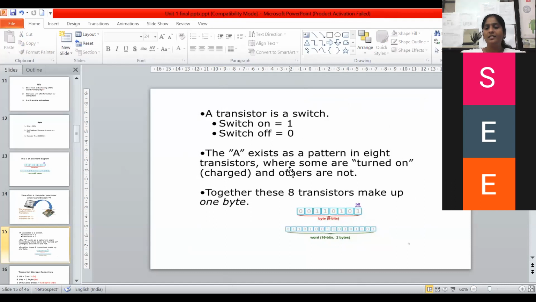One transistor is used to store the 1 bit data. Transistor on means 1, transistor off means 0. Binary मधला आपला 1 store करायचा, 0 store करायचा. If I want to store the 1, I have to make the transistor on. Okay, 0, switch off the transistor. Then here it is, a pattern exists in 8.